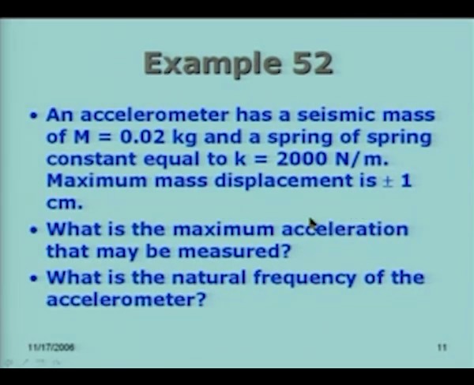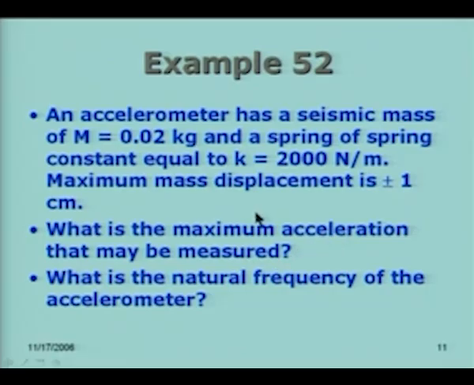Let us take a simple example, so that we understand some of the numbers as usual, and then we will go back to explaining the nuances of more important things we will discuss afterwards. We have an accelerometer which has a seismic mass of 0.02 kilogram, that is 20 grams, and a spring constant equal to 2000 newtons per meter. It is a very heavy, very hard spring, 2000 newtons per meter. The maximum mass displacement is plus or minus 1 centimeter. That means I have provided the stops, so that it will not go beyond that. So, what is the maximum acceleration that may be measured?